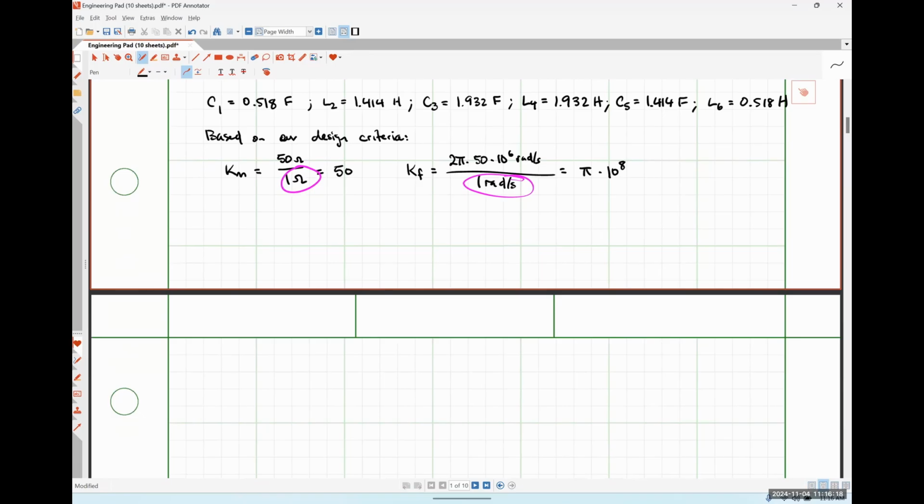So our scaled version of C1 is going to be C1 over Km Kf, or 0.518 farads divided by 50 times pi times 10 to the 8, and I get 32.977 picofarads.